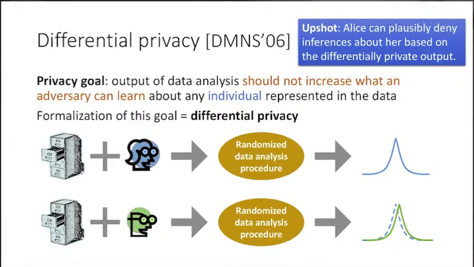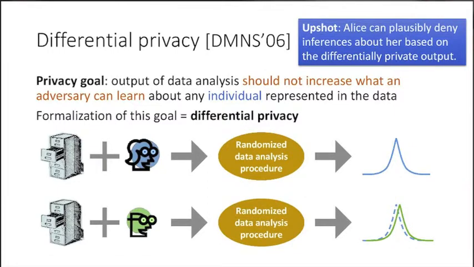And the goal here, semantically, is that when you output something from your data analysis of this sensitive data, the information that anyone can learn about a person should not increase. And this is where the notion of differential comes in: you might have known something about these individuals before, but now that you've seen the output of this private data analysis, what you know should not have increased by much. It should be limited in some sense. Formalizing this goal is what they call differential privacy.